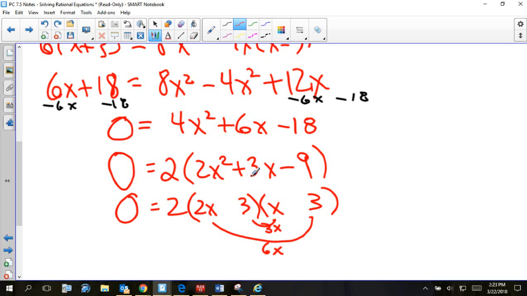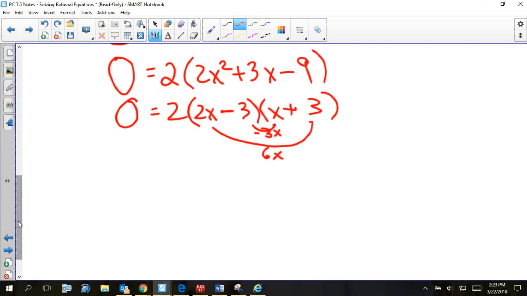So then I'm foiling this back together, and I have a 6x and a 3x. Is that anyway going to give me a 3x? 6 and 3, can that make 3? If we subtract them. So that means this has to be the minus. So my minus sign goes here, my plus sign goes there. So we have it factored.